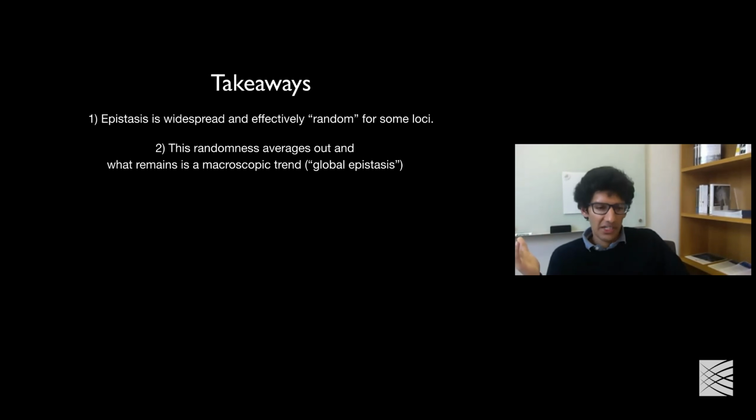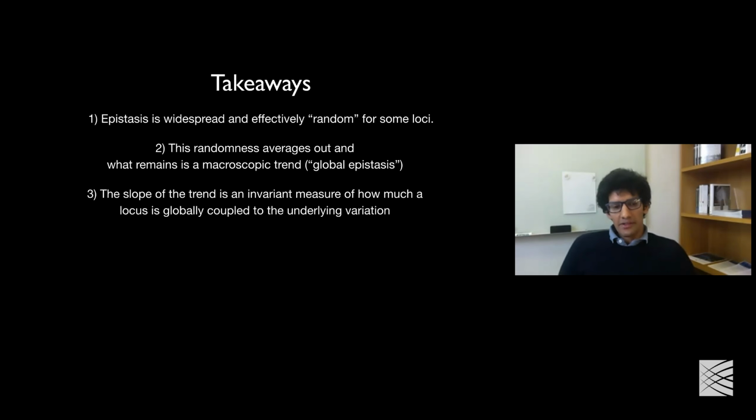And so when you average out over these different epistasis terms, what remains is this macroscopic trend. And this has been termed global epistasis or macroscopic epistasis. And again, Michael was mentioning some of that from before. The other interesting aspect here is that it essentially gives us some new kinds of experimental assays to measure how epistatically coupled a locus is to the rest of the genome, right? So one can repeat this assay, and it'll give you a sense of how much a locus is globally coupled to the trait.